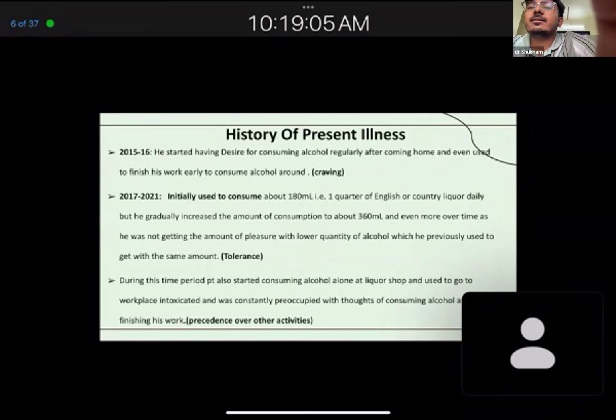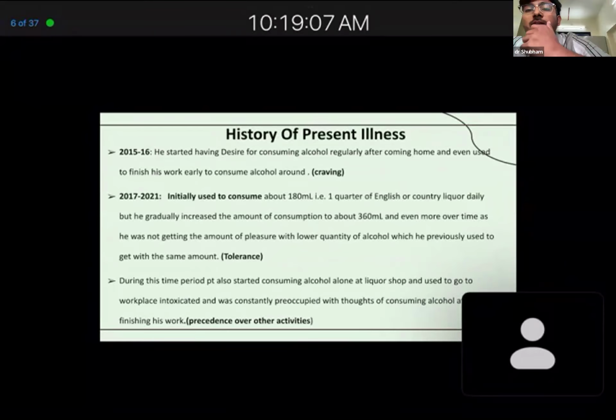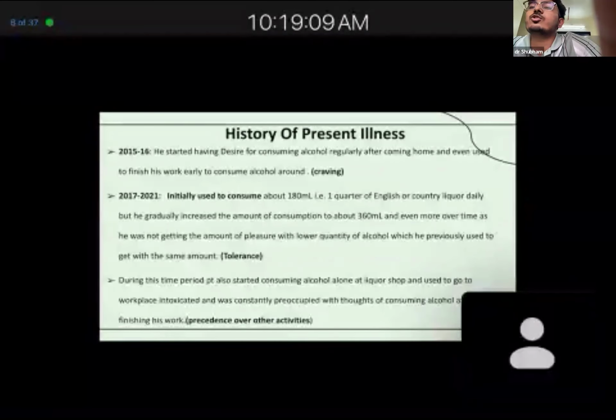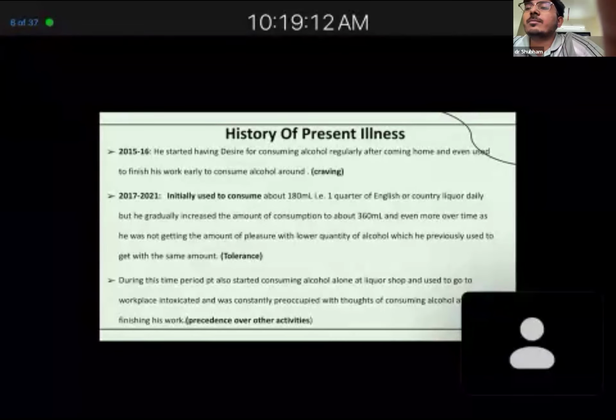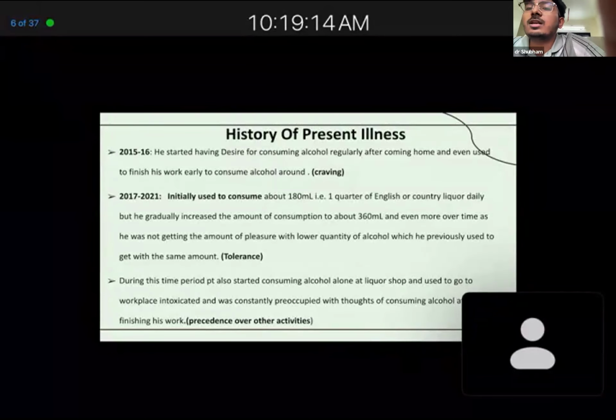He started having, during the next few years, a desire for consuming alcohol regularly after coming home, and even used to finish his works early to consume alcohol. In the year 2017 to 21, initially he used to consume around 1/4 of English or country liquor, depending on the availability of finances daily, but he gradually increased the amount of consumption to 2/4 and even more over time, as he was not getting the amount of pleasure with that previous quantity of alcohol which he used to consume.